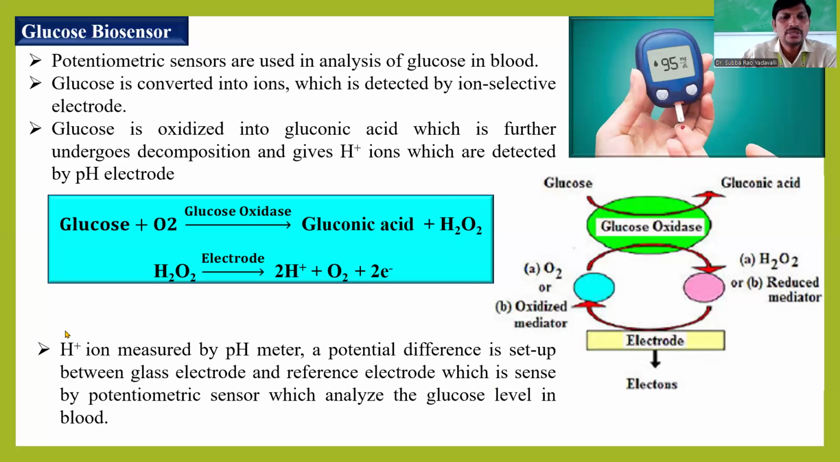The hydrogen ions are measured by the pH meter, the potential difference is set up between the glass electrode and the reference electrode, which is sensed by the potentiometric sensor, which analyzes the glucose level in the blood. This is the working of glucose biosensors.